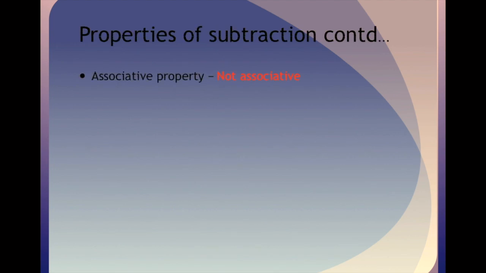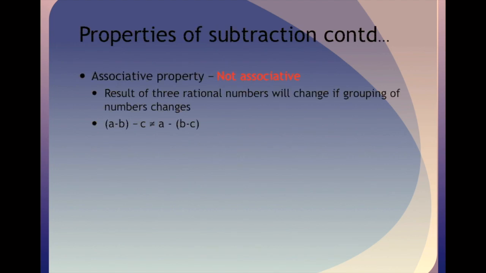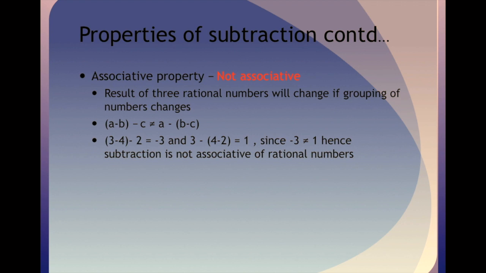The next property is associative property. Similar to commutative, the associative property also does not hold good for subtraction, because if we change the grouping, the answer changes. In left hand side, 3 minus 4 is minus 1, minus 1 and minus 2 becomes minus 3. On right hand side, 3 minus 4 minus 2, so 4 minus 2 becomes 2 and 3 minus 2 is 1. So minus 3 is not equal to 1. So the associative property does not hold good for subtraction.